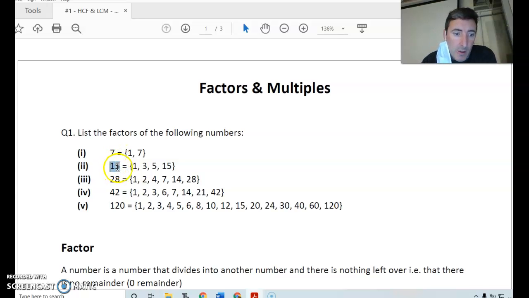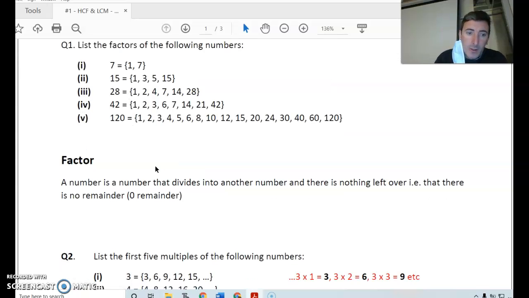So 15 has a number of different factors. 1 divides into 15 15 times, 3 divides in 5 times, 5 divides in 3 times, and 15 divides in once. Now you'll notice another thing happening here: 1 divides into 7 times, 7 divides in once, and for 15, 1 divides in 15 times, 15 divides in once, 3 divides in 5 times, 5 divides in 3 times. The reason I'm stating this is that factors come in pairs. So just watch out for that. That's a few factors there.